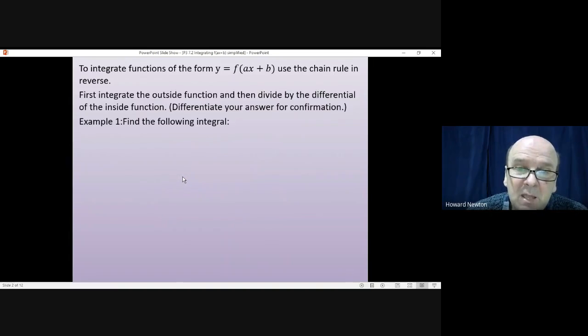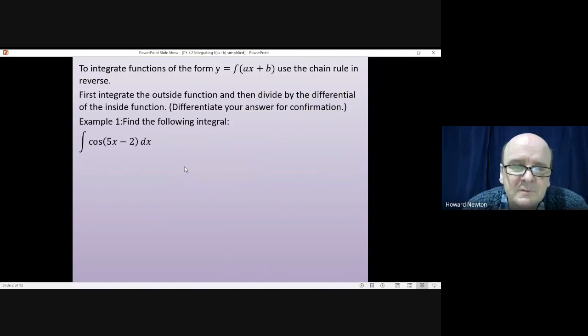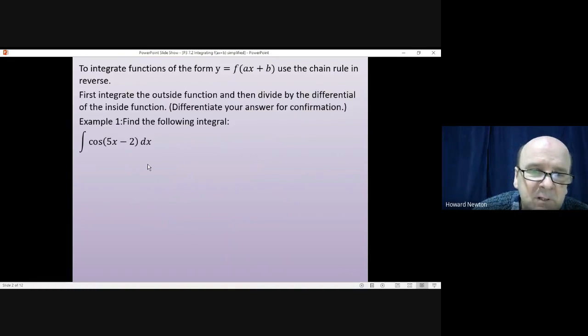For example, if you had to find the integral of the cosine of 5x minus 2, first of all, we'll be integrating cosine, and then we'll have to divide our answer by the differential of 5x minus 2. I'll let you have a go at this yourself first. So pause the video, have a go, and come back to me when you're ready. Okay, let's have a look.